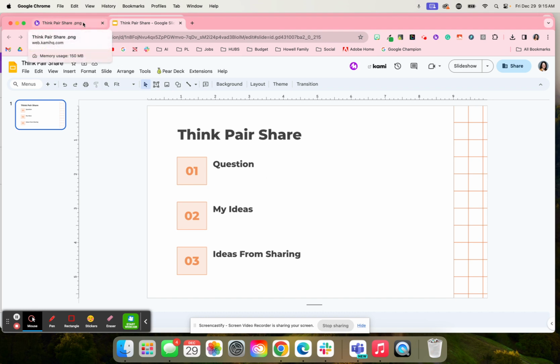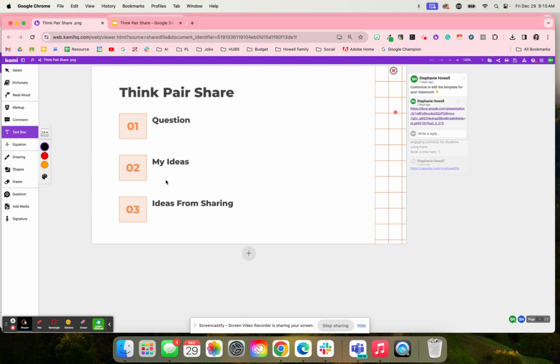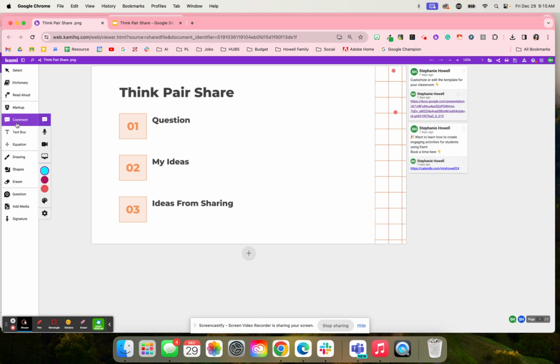Once students have that question, they're going to then write out their ideas first. That's where that think comes into play. So again, they're going to have that question. They're then going to either write, maybe use audio, video to record their ideas when it comes to that question.